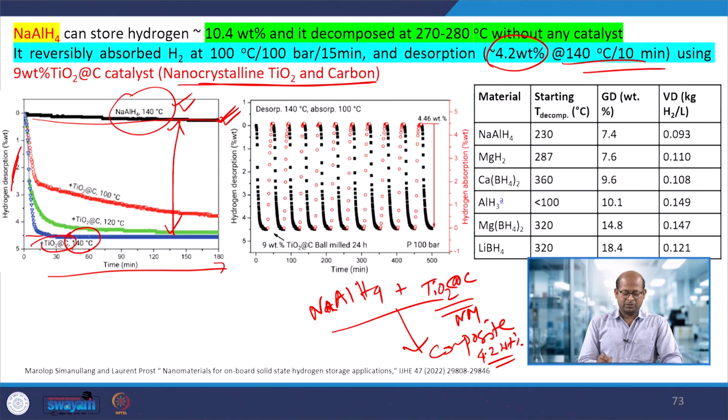Even the material can store hydrogen reversibly; absorption and desorption studies were done up to many cycles. It has been observed that it can reversibly store a good amount of hydrogen, up to 4.46 weight percent, as was studied.